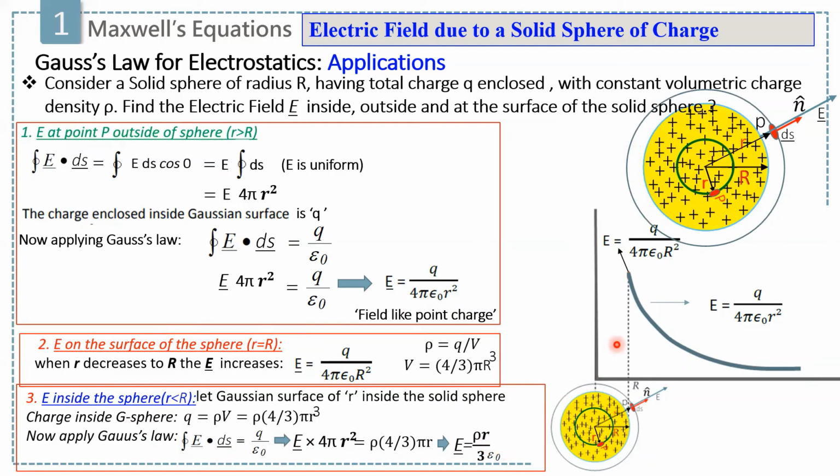So if we see this in a plot, we have a straight line. Exactly at the center of the sphere, you have a zero electric field. Once you move away from the center up to the surface, it increases, and once you reach the surface, the electric field is maximum, and when you move away from the surface, the electric field decreases.